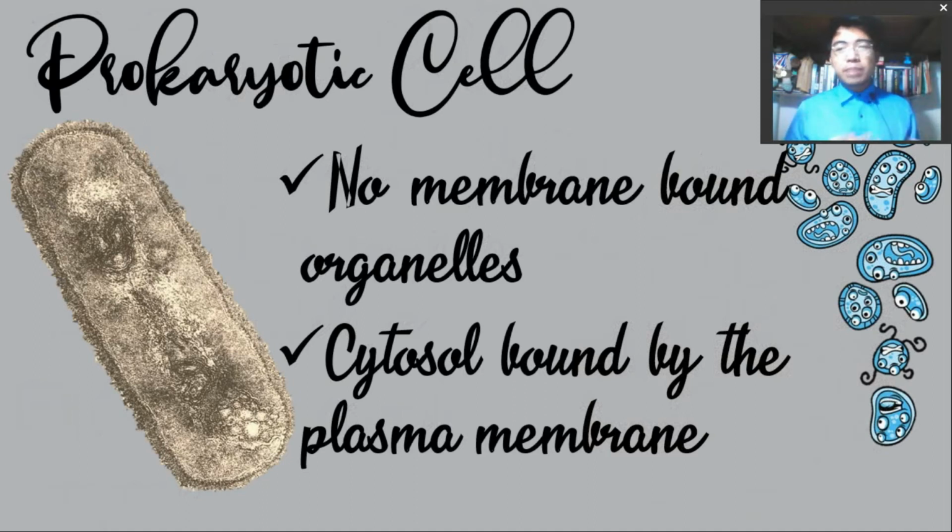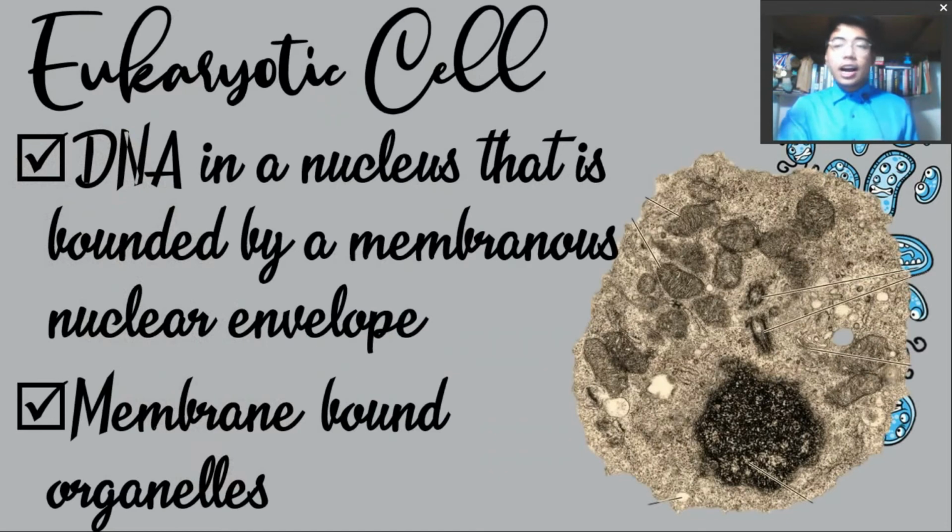Then after some time, because of the course of evolution, eukaryotic cells arrived. Eukaryotic, once again, comes from two words, eu, which means true, then karyote, which simply means kernel or nucleus. Eukaryotic cells are present among eukaryotes, or the organisms possessing a true nucleus, in which the DNA is present in the nucleus that is bounded by a membranous nuclear envelope.